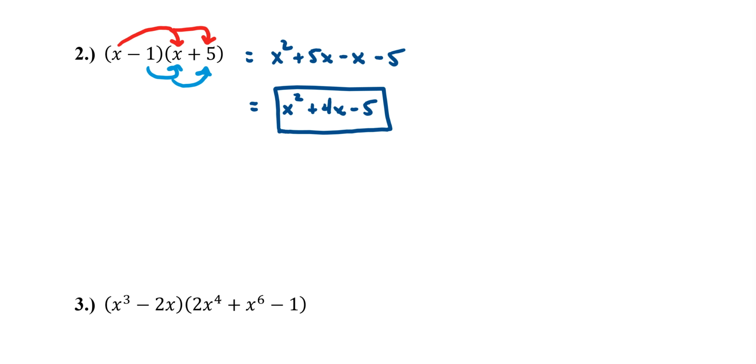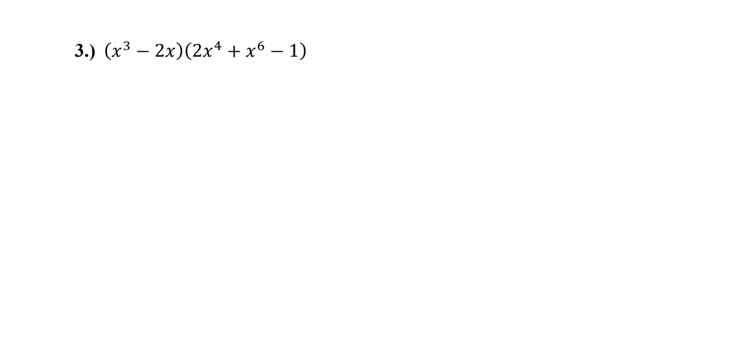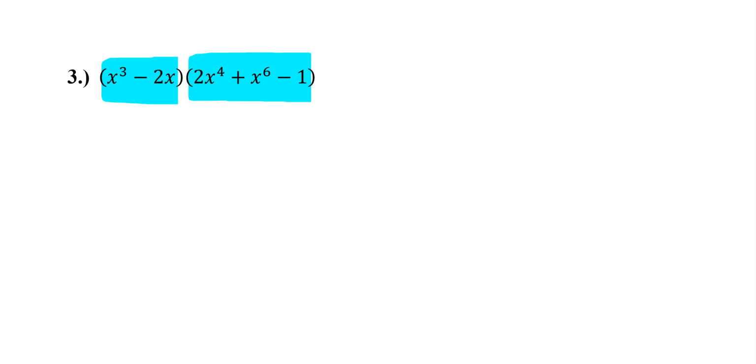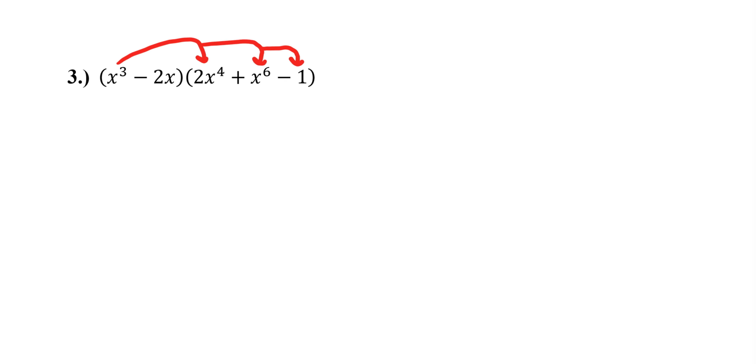Okay, so for the last one here, getting a little bit harder, just taking a look at this, you can see we have a binomial times a trinomial, a two-termed factor times a three-termed factor. Similar to what we just did. This is not called foiling for this one though, but very similar to what we just did. We're going to multiply every term from the first factor to every term in the second factor. So we're going to start with the x cubed, and then we'll do the negative 2x afterwards.